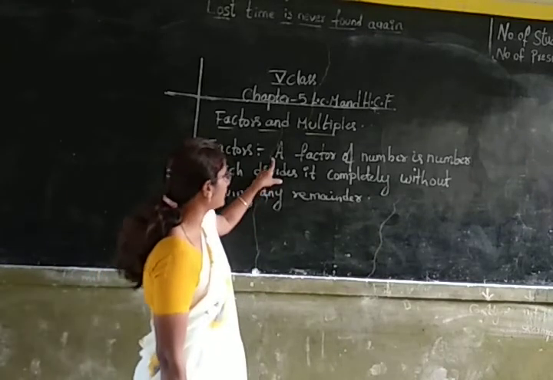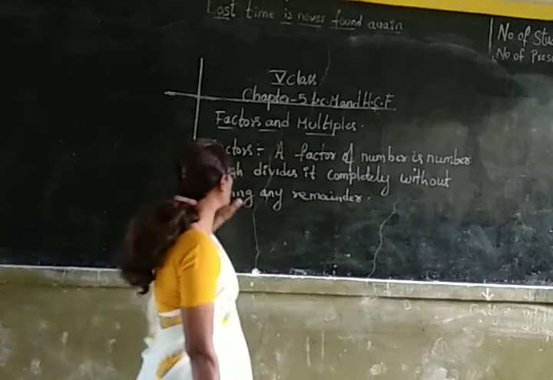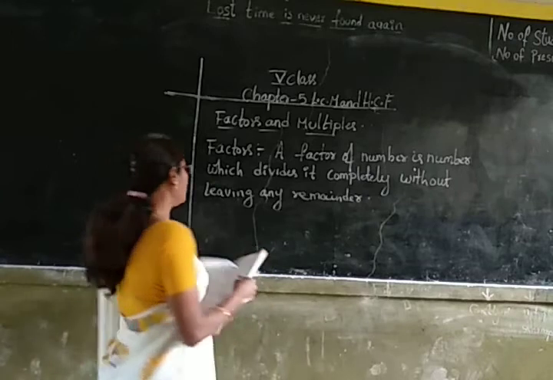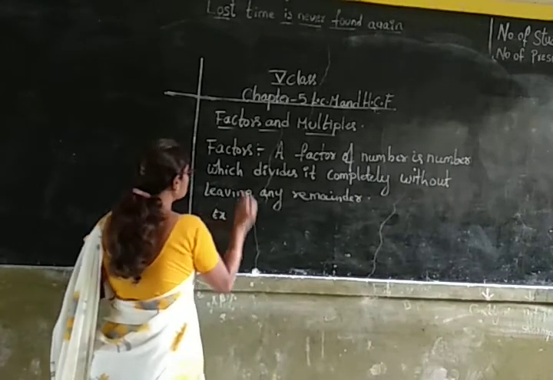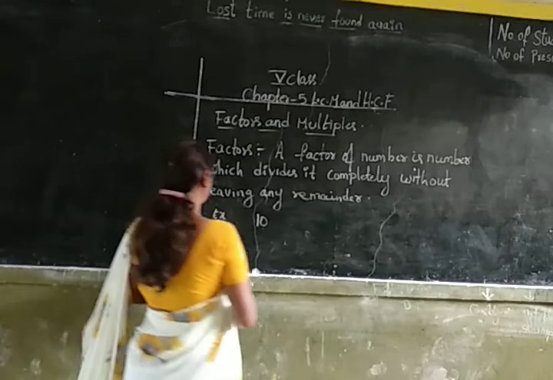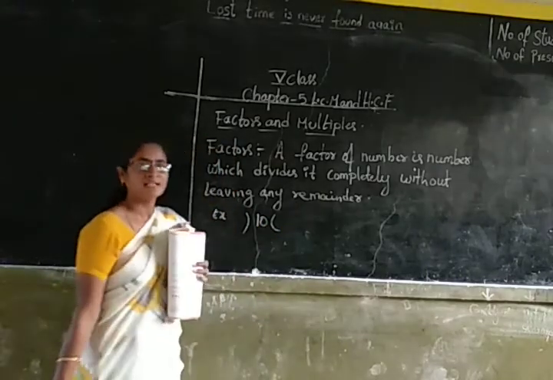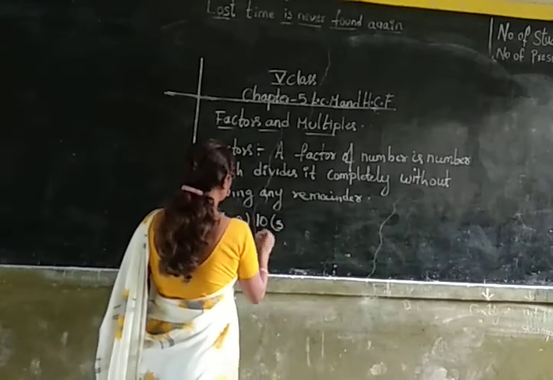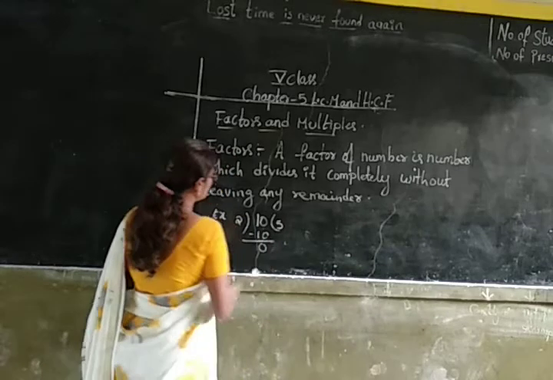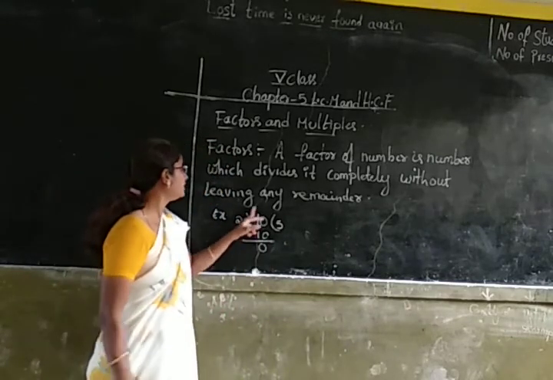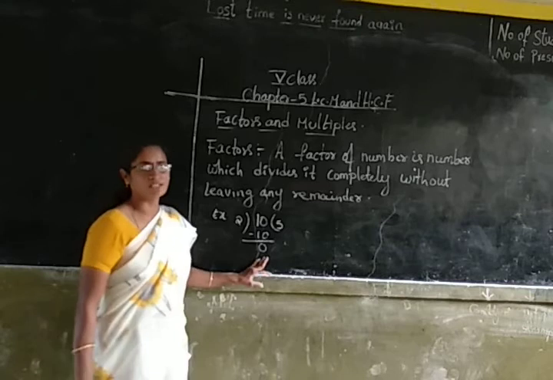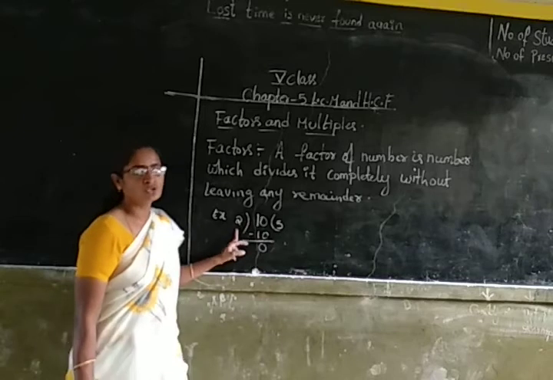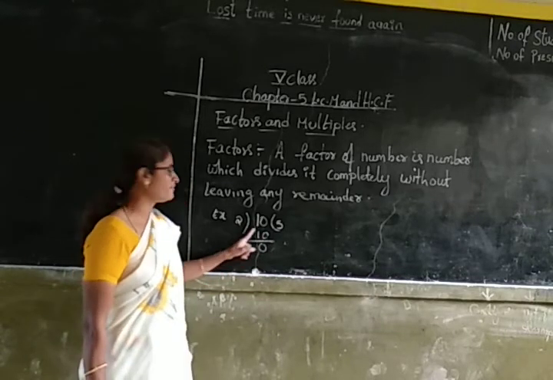Did you understand children? See again, the factor of a number is a number which divides it completely without leaving any remainder. So I will explain it with an example. All of you see the first example. Let us divide 10 with 2. Here 2 goes how many times in 10? 2 goes 5 times in 10. And here the remainder is 0. Here 2 has completely divided 10, leaving a remainder 0. So 2 is the factor of 10.